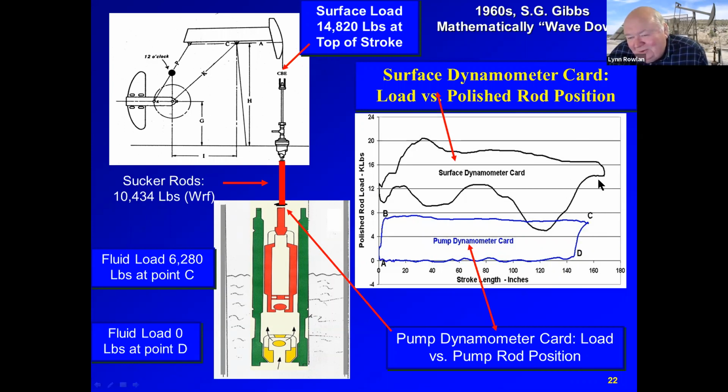Well, what happens here is the rod string's moving, and so there are acceleration forces. And when the acceleration forces are there, like this is a minimum load due to acceleration, you have to use a wave equation to process this data to come up with what's really happening at the bottom of the rod string.